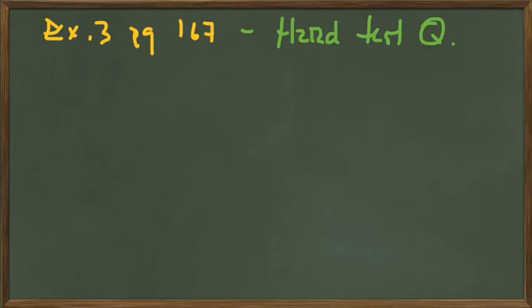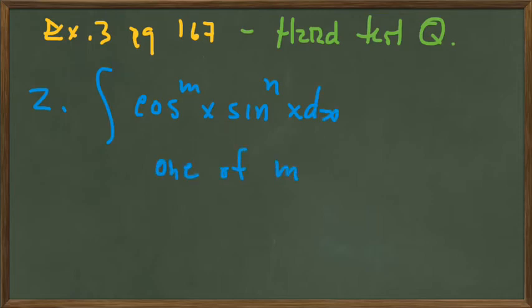So let's now go to the second type of integral that involves powers of trig functions, where we have cosine to the mx sine to the nx dx, and one of the powers m or n is odd. In this case, the integrals actually are quite a bit easier than they were in this first type we looked at, even if the powers are quite large, as we'll see with this example 4 on page 167.